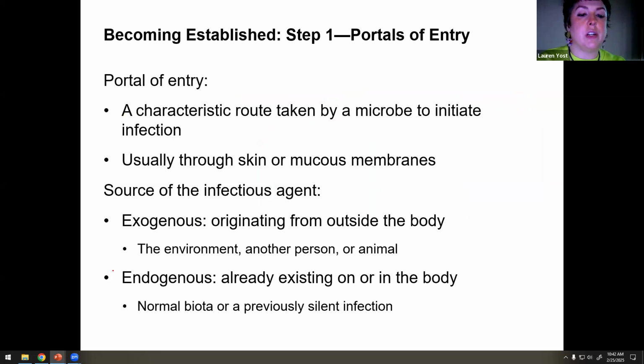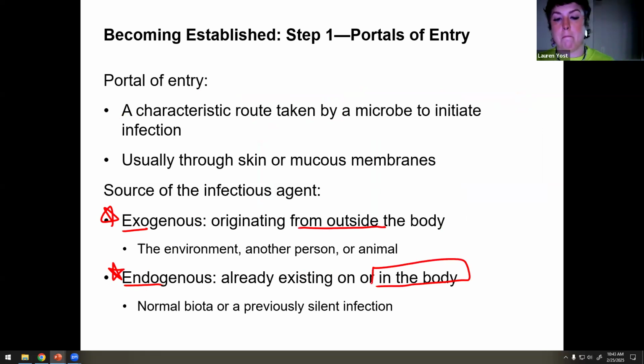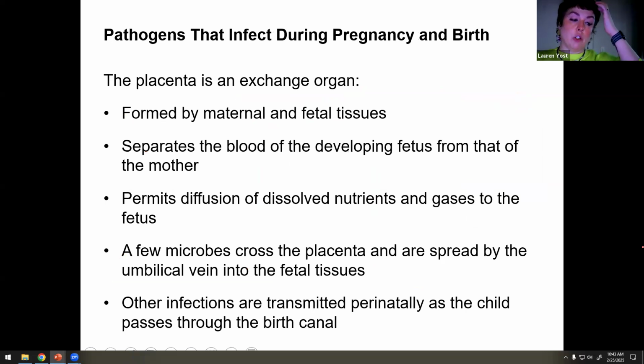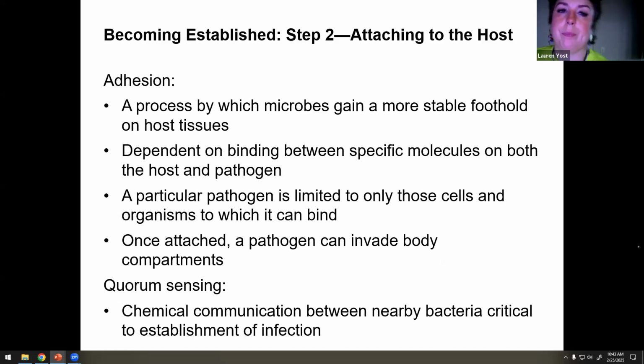Getting in, we've already mentioned that infections can be endogenous or exogenous. Exogenous from outside the body, endogenous from in the body. Okay. We can also have microbes that can cross the placenta. We usually think of the placenta as being a barrier, but some microbes have developed in a way that they can actually use this as a highway mechanism to get from the mother to the baby. This is not as common as it is for this to actually be a barrier. It works more commonly as a barrier, but some diseases are able to cross this.